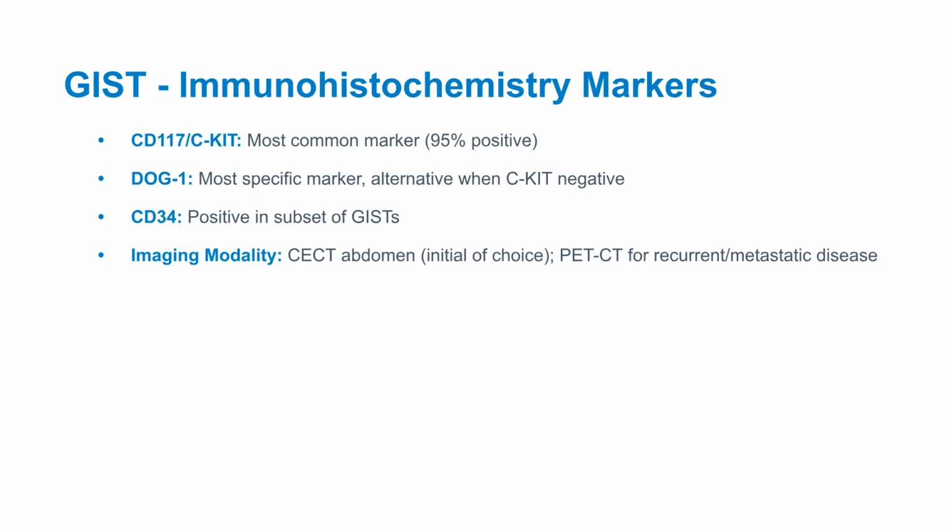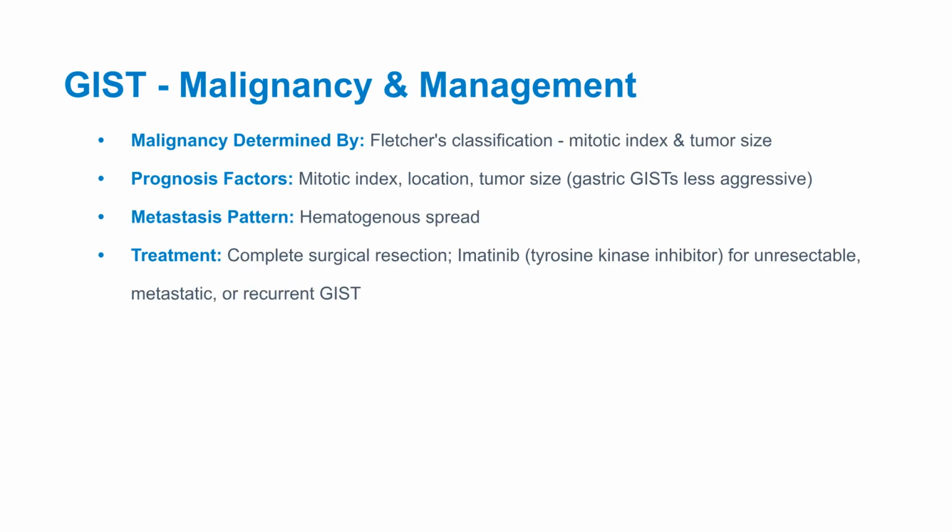CD117/c-KIT is the most common immunohistochemistry marker. DOG1 is the most specific. CECT abdomen is the initial imaging of choice. GIST malignancy is determined by Fletcher's classification. Treatment involves complete surgical resection and imatinib for unresectable or metastatic disease. Metastasis typically spreads hematogenously.